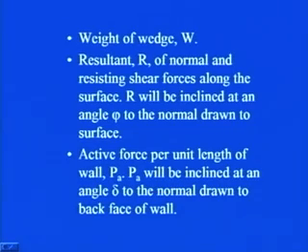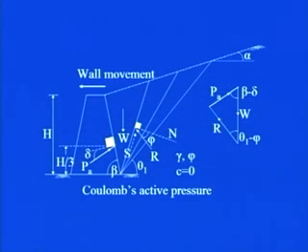And then along with this weight of the wedge and resultant R, as I explained, there will be an active force per unit length of the wall, which I am denoting as PA. This PA will be inclined at an angle delta from the normal to the back face of the wall. As you can see here, if this is the face of the wall, this is the normal to the face of the wall, and from there if I draw a line making an angle delta in this manner, this will be the direction of the active force, and this will be acting at h/3 from the bottom of the wall.